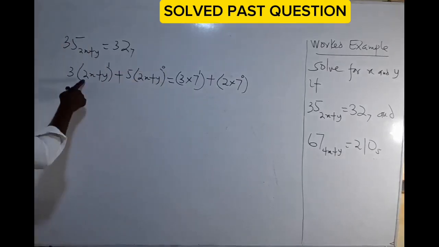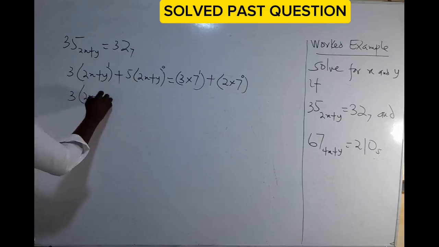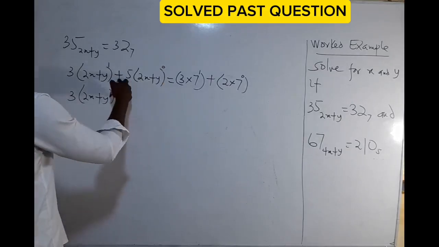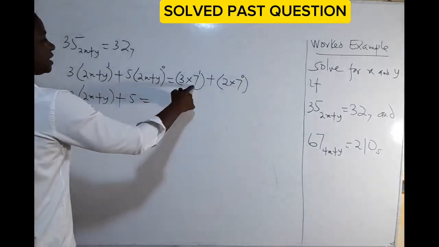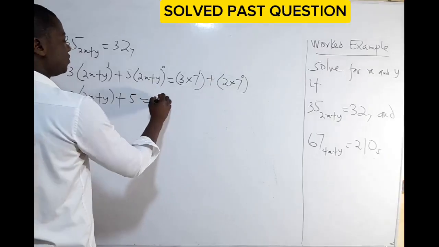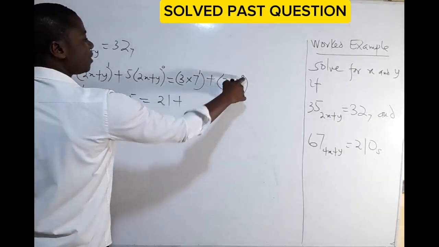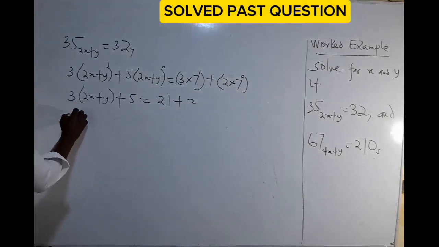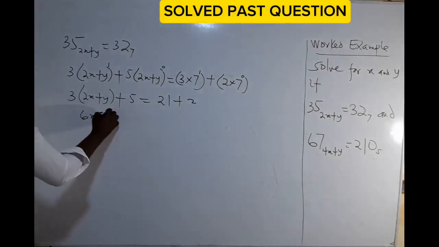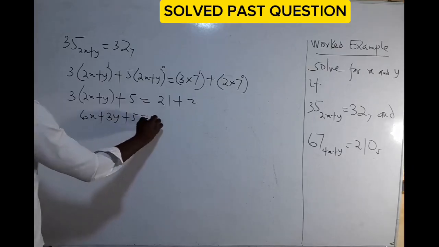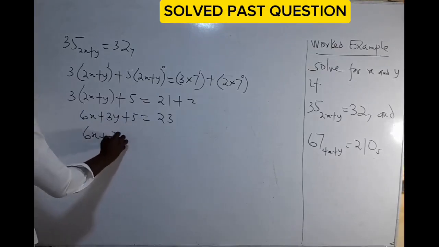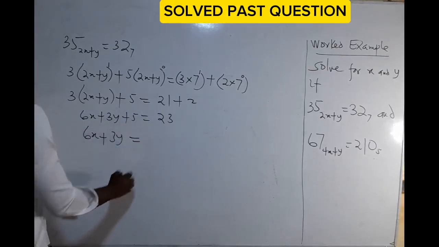So now let's simplify. (2x plus y) raised to the power 1 is the same thing. So we have (2x plus y) plus (2x plus y) exponent 0 is equal to 1. 1 times 5 gives us 5. Then 7 raised to the power 1 is 7 times 3 will give us 21. Then 7 raised to the power 0 is 1, 1 times 2 gives us 2. So we expand. 3 times 2x will give us 6x, 3 times y will give us 3y, we have plus 5. This is equal to 23. So 6x on the left plus 3y will be equal to 18.